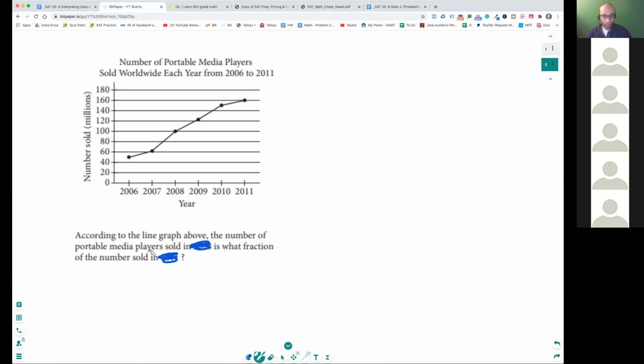What is the number of portable media players sold in 2007 is what fraction of the media players sold in 2010? Okay. Yeah, sure. We can solve the original as well. Okay, so what fraction is that? 2007, right? So you take 60 here, and 2010 is going to be here, right? So that's 150, right? That's 150 and 60. So 60 over 150, and then you can reduce it if you want to, right?